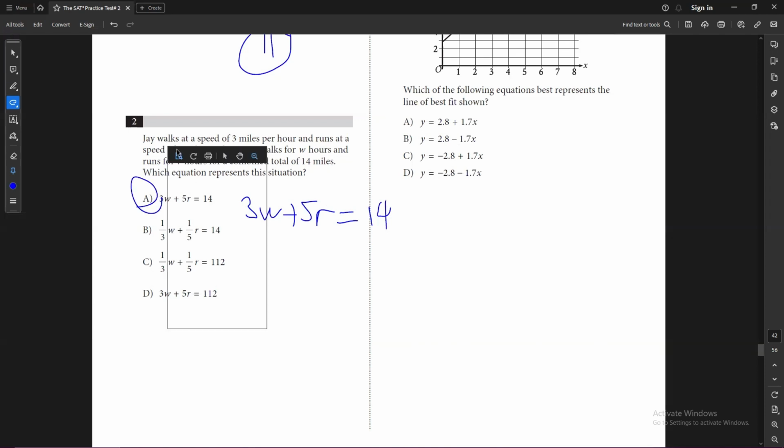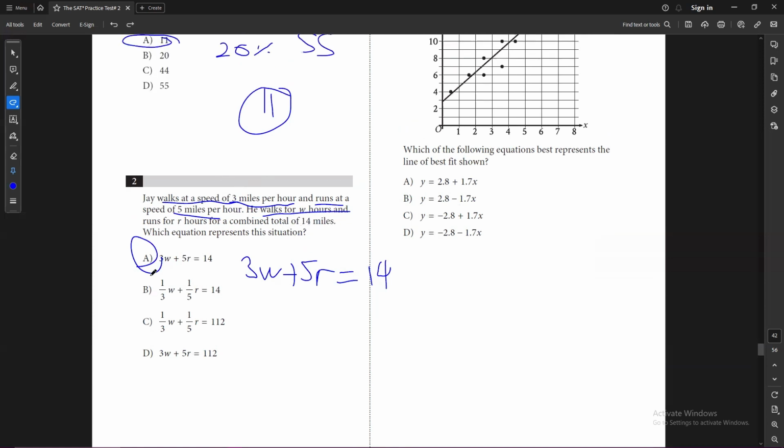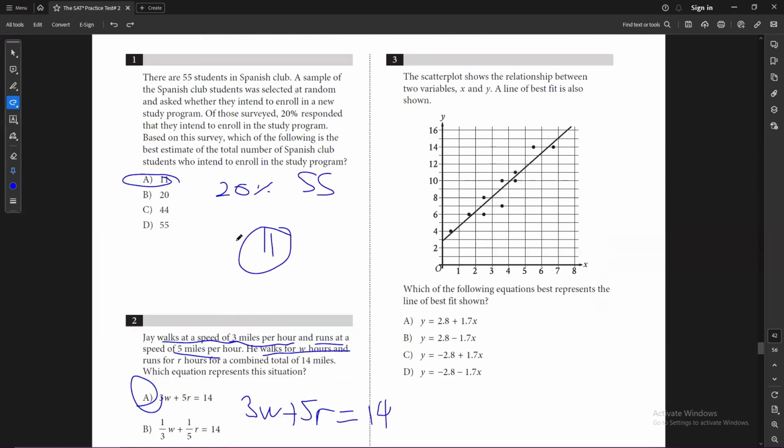So basically, in questions like this, where they give 3 miles per hour for walking and 5 miles per hour for running, and they walk W hours and a total of 14 miles, you usually end up defining some variables and associating those variables with the coefficients, which are 3 and 5 in this case, and you just set them equal to the total. That was all they were asking for.